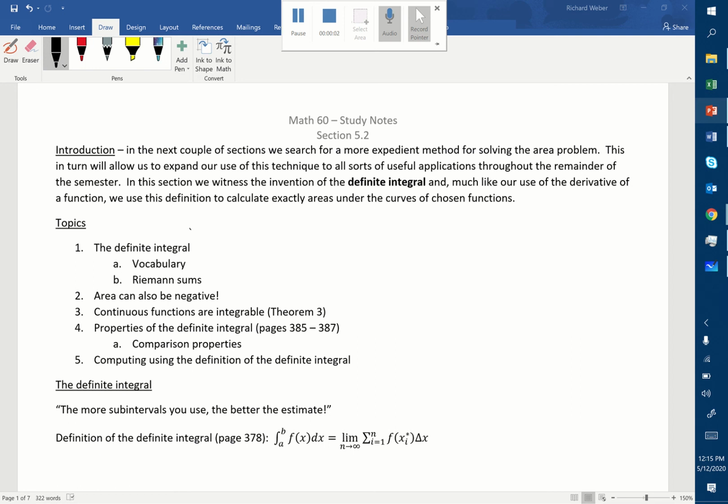Welcome to section 5.2. In this section, we are going to define something very important to us that is going to be at play throughout the rest of your calculus career. It's called the definite integral, okay? It's where we now formalize the idea of calculating the area under a curve, but it becomes more abstract than that. So how do we find the actual area?